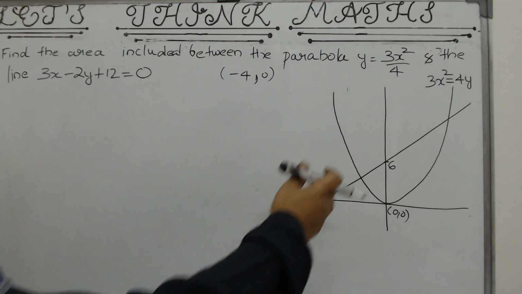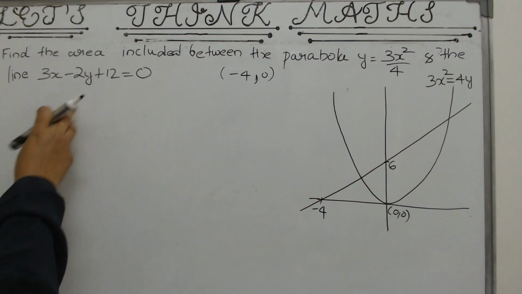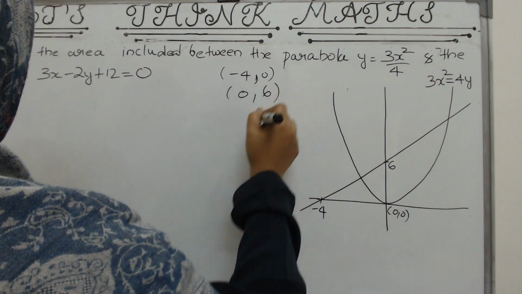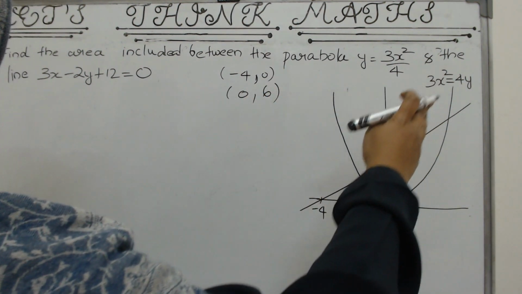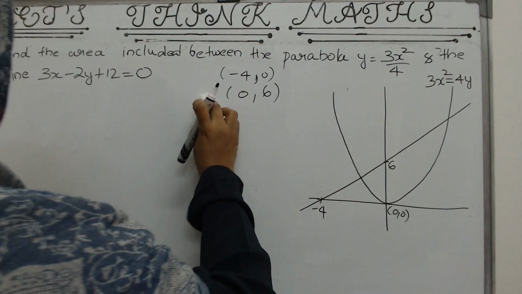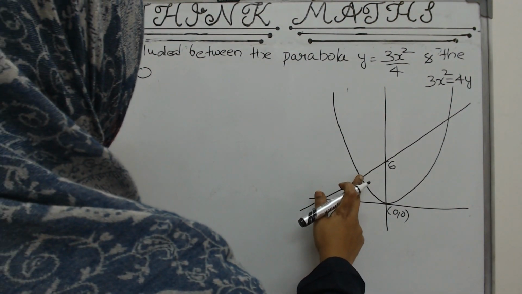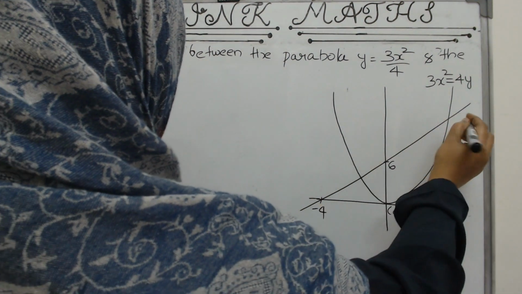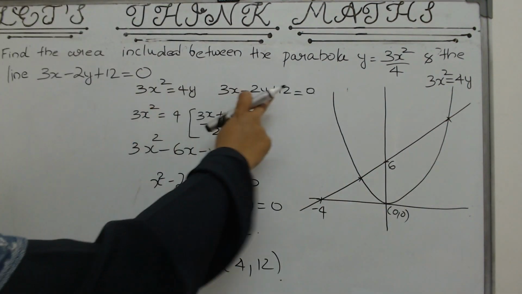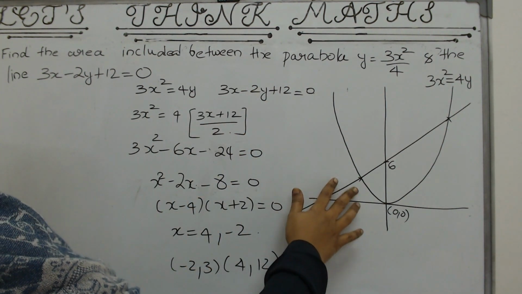Now, how do you find the place where it cuts the y-axis? Put x is equal to 0, then you will get y is equal to what? You will get y is equal to 6, or in other words, 6 is the place where the line cuts the y-axis. So you have got those 2 points, but that is not what we want, right? The points that we want are what? Where it cuts the parabola. You should get 2 points. Now solving these 2 equations, we get the points of intersection of the parabola and the line.